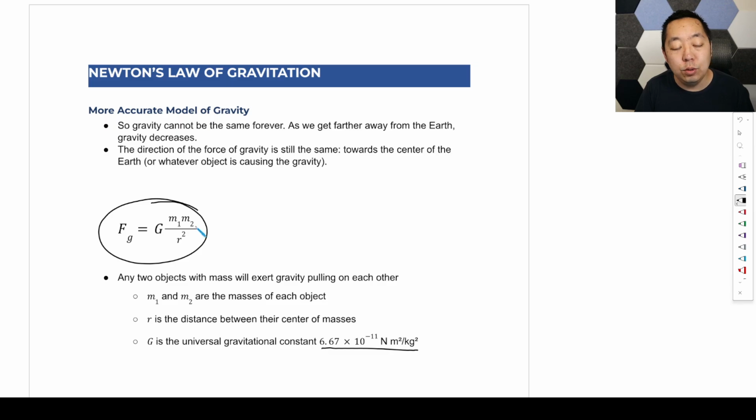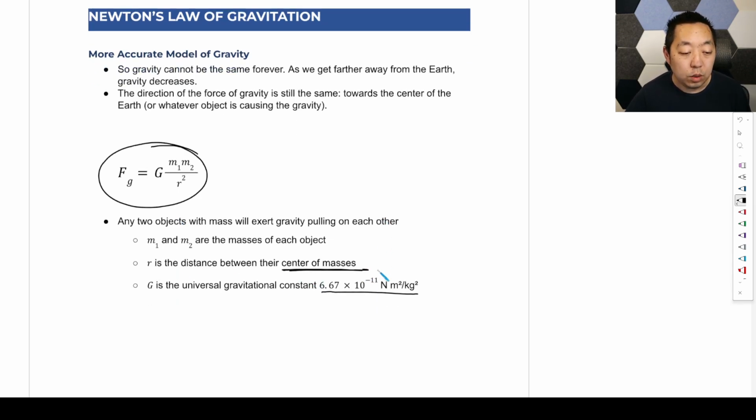M1 and M2 are the two masses. So, for example, if we're talking about gravity between me and the Earth, one of the masses will be the mass of the Earth, the other would be my mass. And then R is the distance between the centers of mass.